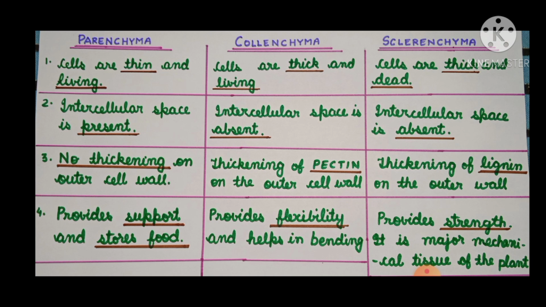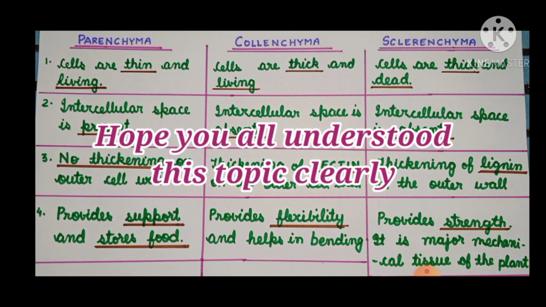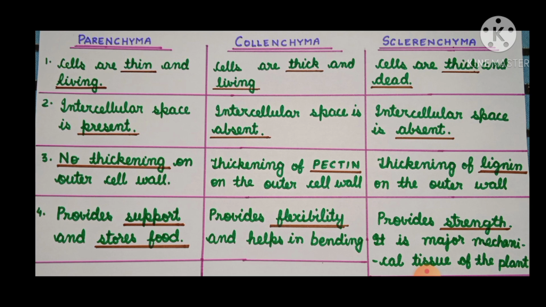Parenchyma. Okay. Now let us move to Collenchyma. It provides flexibility and helps in easy bending of the plants. And third one is Sclerenchyma. It provides strength. It is the major mechanical tissue of the plant. And where is it found? It is found in the husk of coconut. It is found in the seed coat, and it is found in leaves and stem also. So students, by this comparative study, all the points are clear to you. Hope you understood simple permanent tissue very well. Thank you.